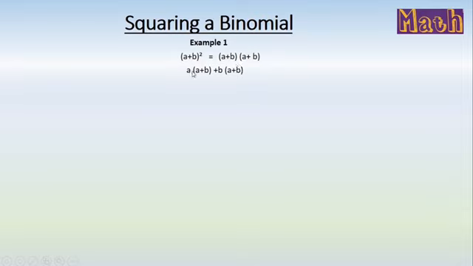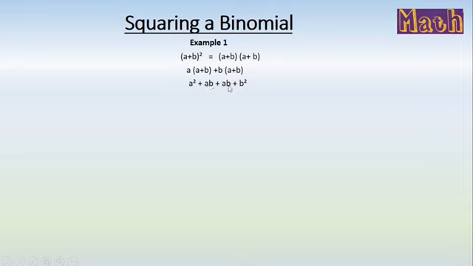So a times a will give me a squared, then a times b will give me ab. Then b times a will give me ba or ab, then b times b will give me b squared. You can see it below there. The next stage is to group like terms: a squared plus ab plus ab plus b squared.